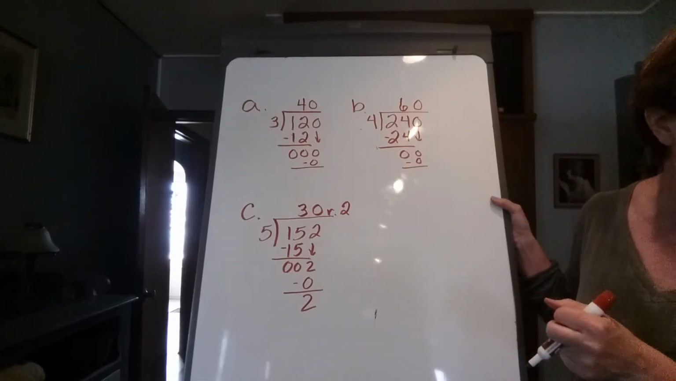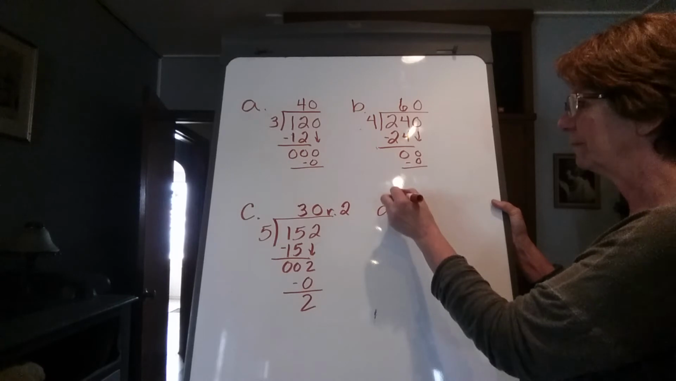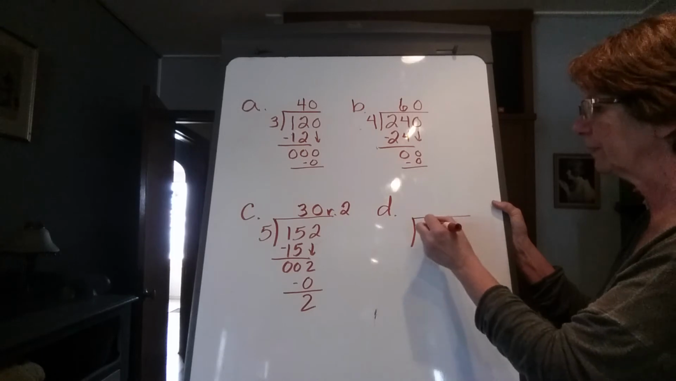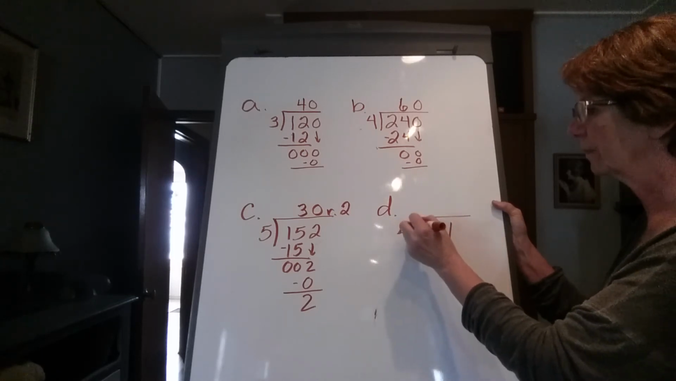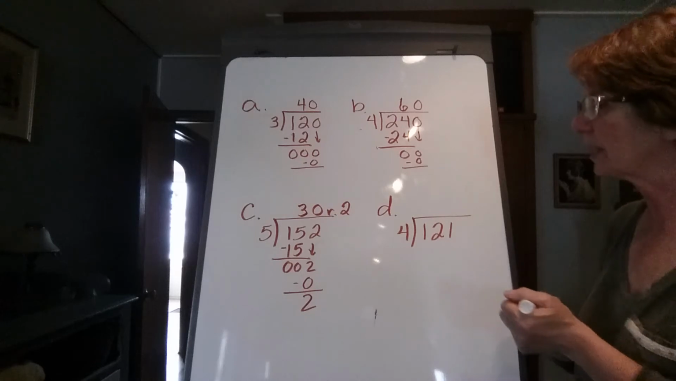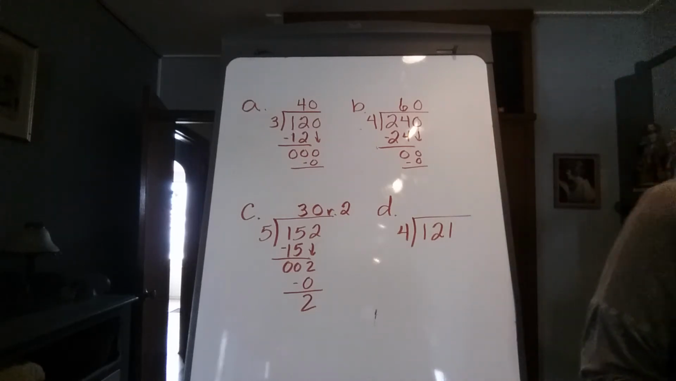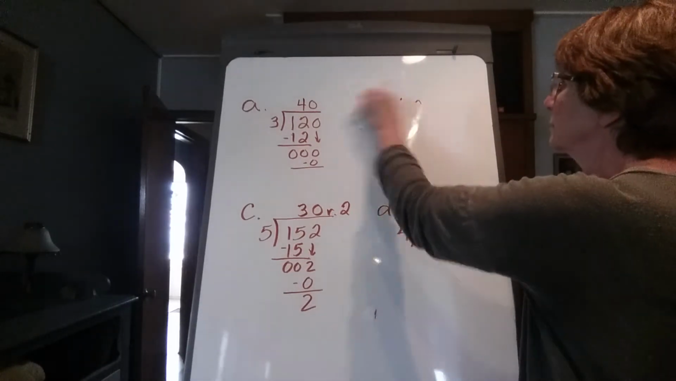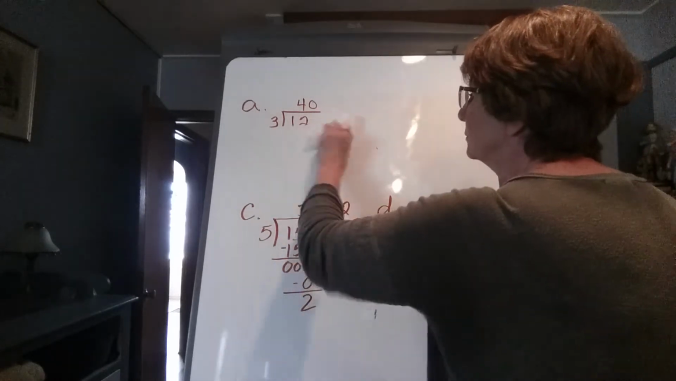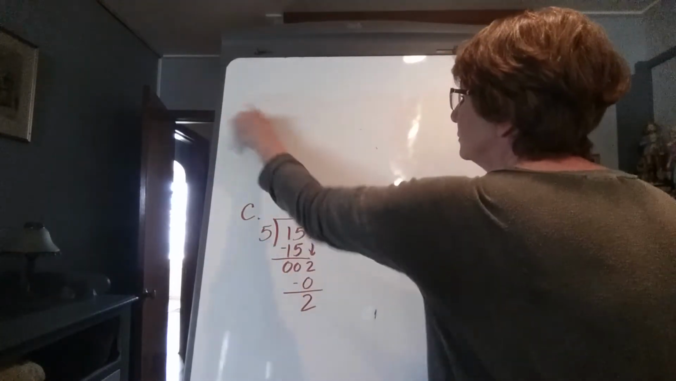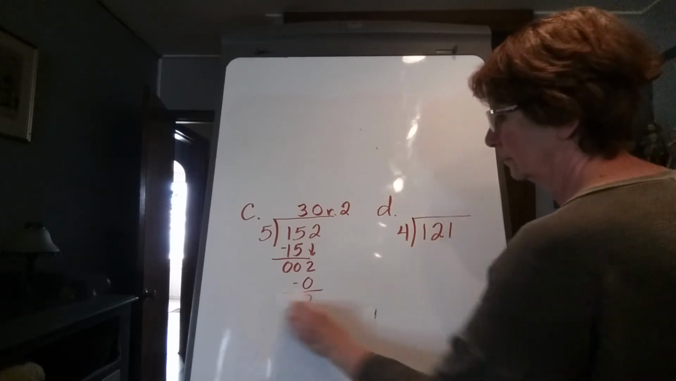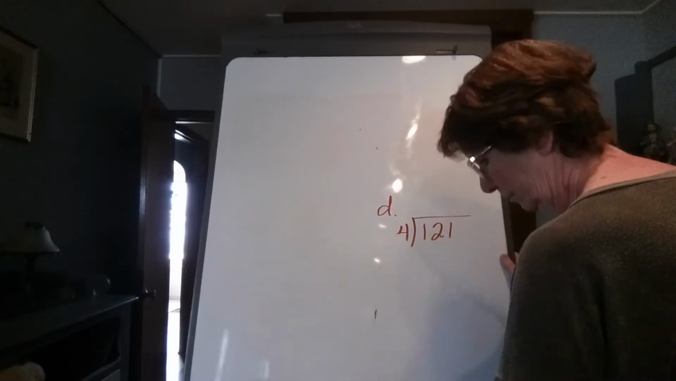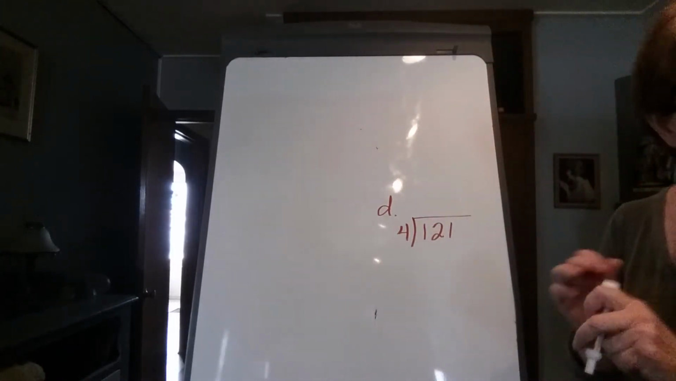Okay. All right. D. 121 divided by 4. While you're solving this, I'm going to erase the top problems. All right, let's see how you did.